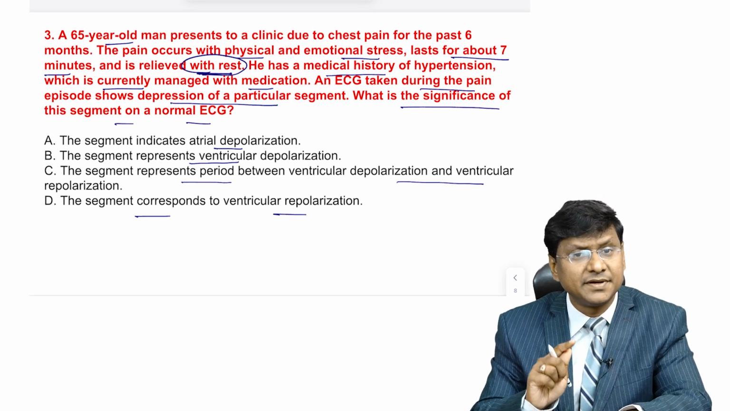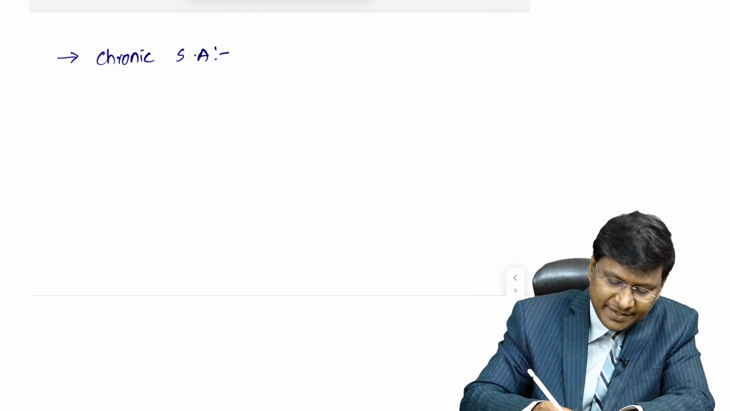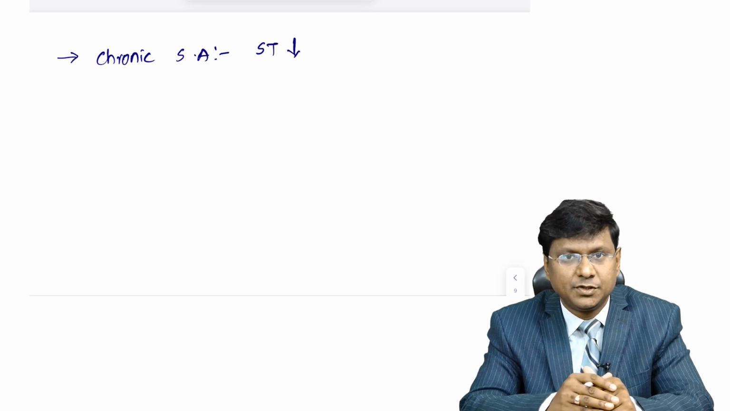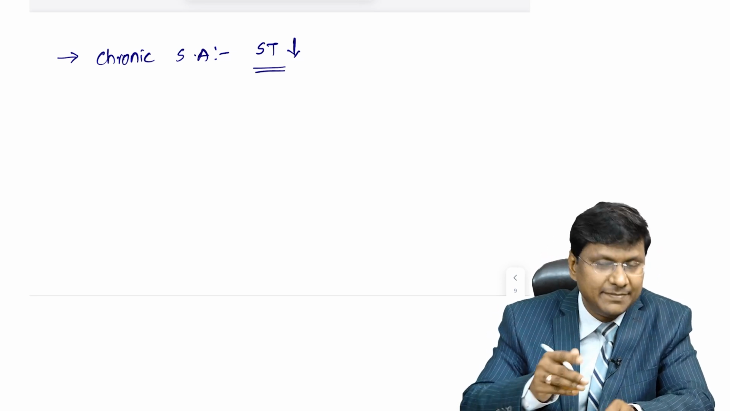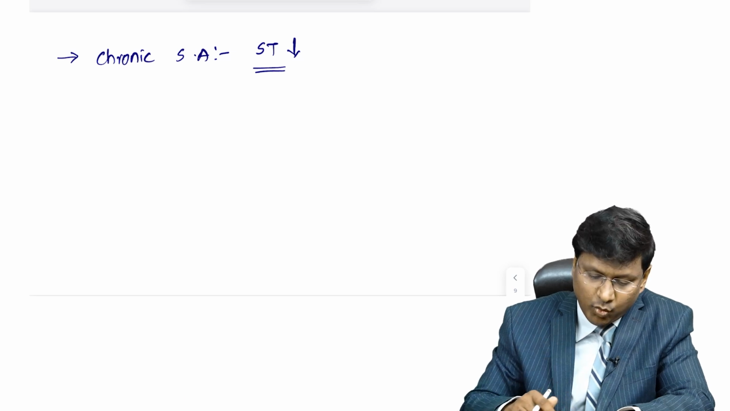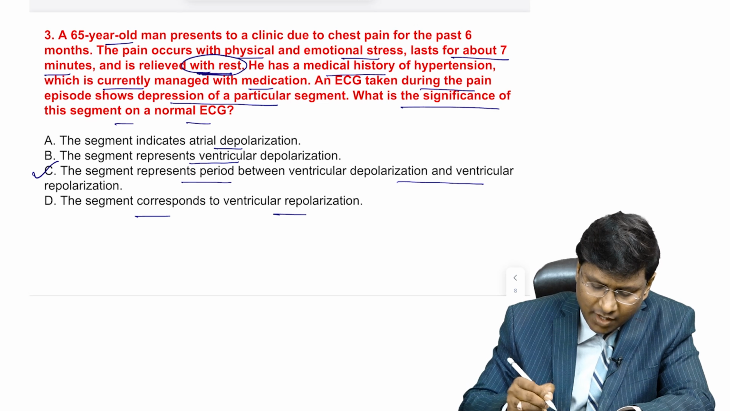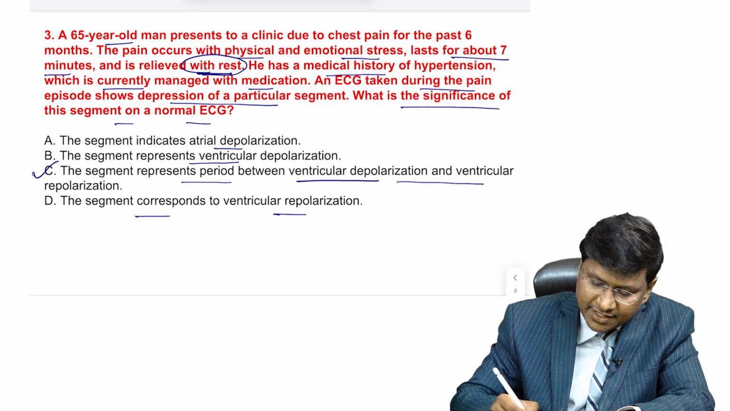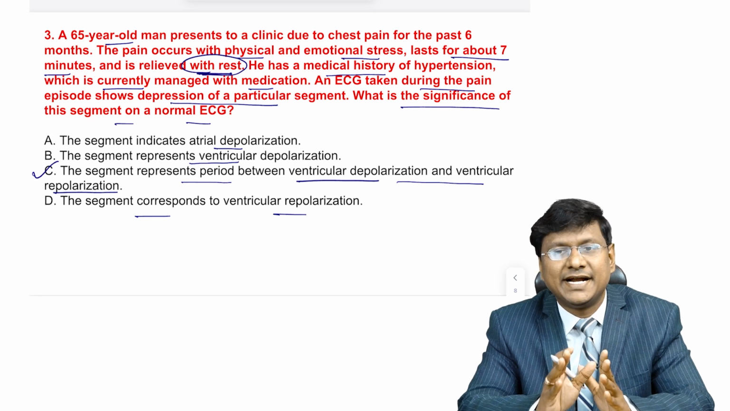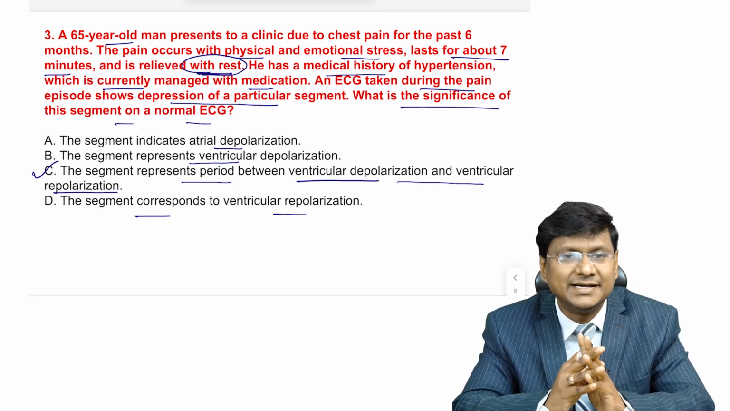So, in chronic stable angina, what is the segment which will be depressed? That is, the ST segment will be depressed. This ST segment which is being depressed, what will it tell you? It tells you the period between the ventricular depolarization and the ventricular repolarization. So that is what you mean by the ST segment.